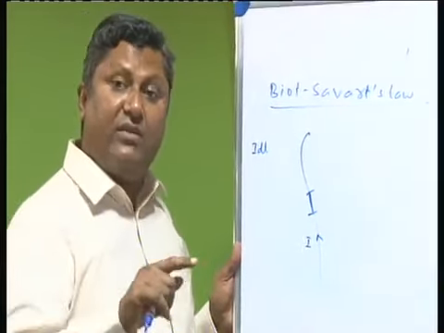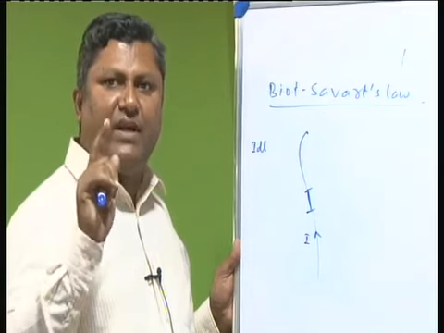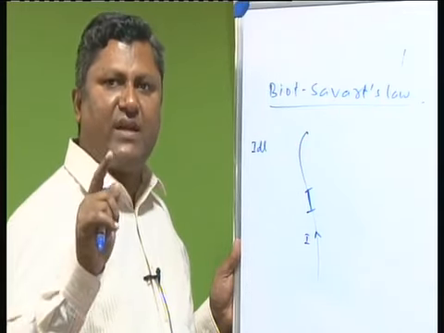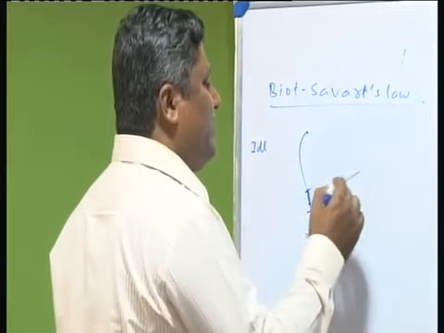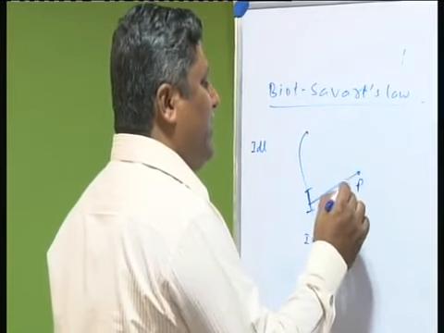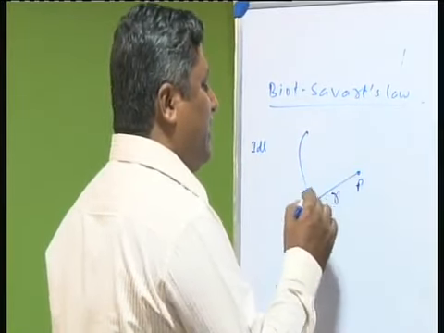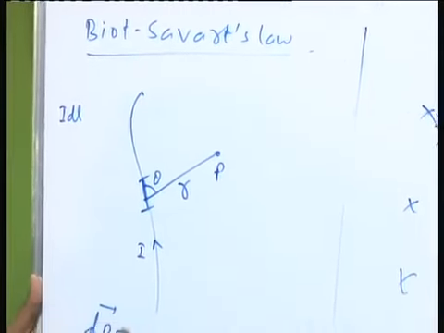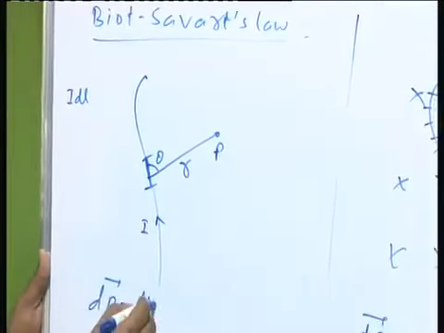Therefore we can say, according to Biot-Savart's law, the magnetic field is due to a vector source. But the electric field is due to a scalar source, that is a single charge, whereas the magnetic field is always due to a vector source. Biot-Savart's law states that if you want to find the magnetic field produced by this current element at a point at a distance r, where theta is the angle between the element and the line joining the point to the element, then the expression is vector dB equals mu naught by 4 pi, I into vector dl cross vector r, divided by r cube.